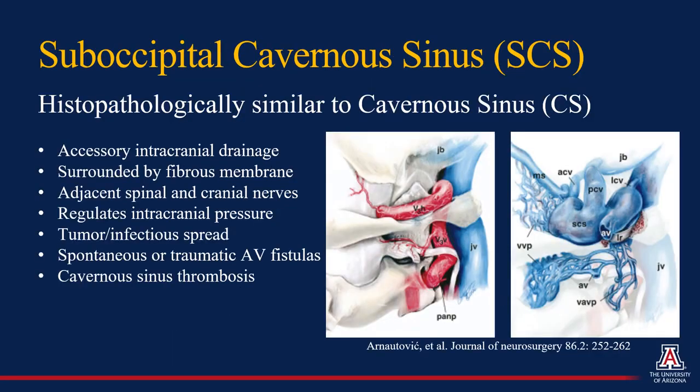So what is a suboccipital cavernous sinus? It is histopathologically similar to the cavernous sinus in that it's a venous structure involved in the drainage from the brain. It's an accessory drainage pathway. It's surrounded by a fibrous membrane, much like the cavernous sinus. It has adjacent spinal and cranial nerves, and it helps regulate intracranial pressure.